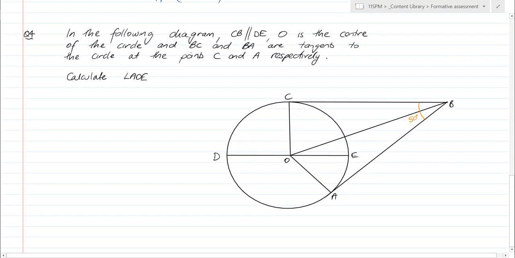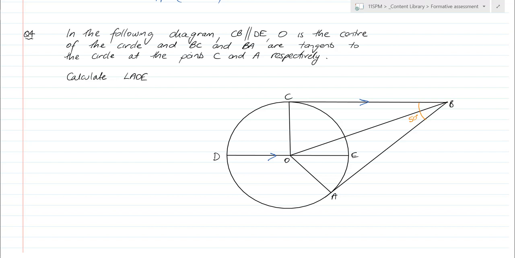And question 4 looks like this. In the following diagram, CB is parallel to DE. So I've got that is parallel to that. Now I've taken this straight from a practice exam from a different textbook, and I've copied that diagram exactly. And their diagram didn't have those arrows on.